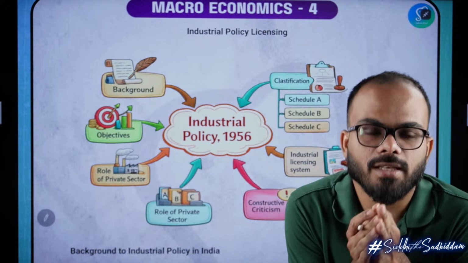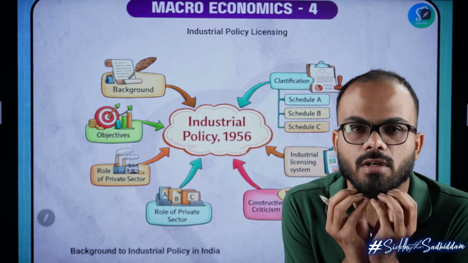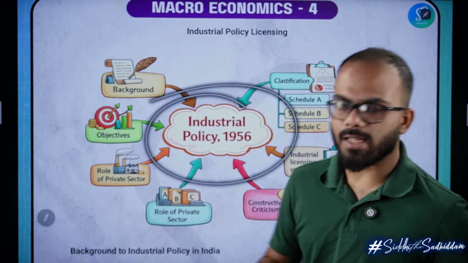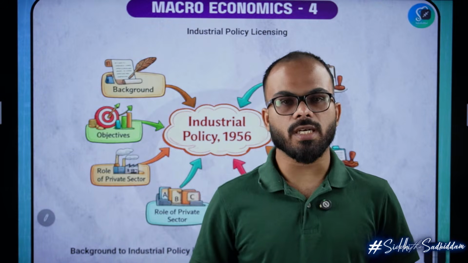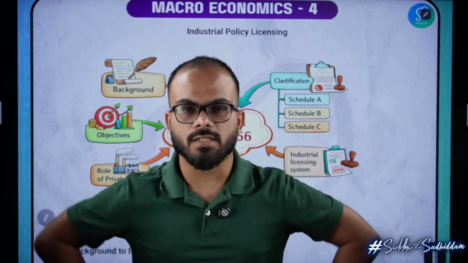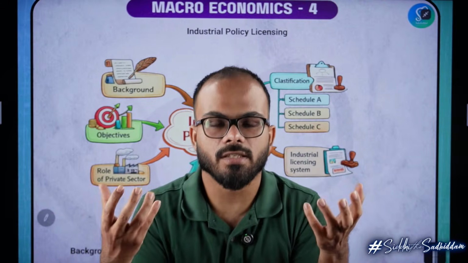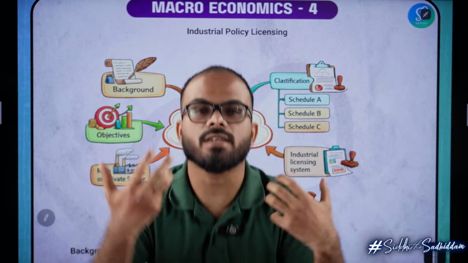Right. So in today's class, we will talk about industrial policy licensing, and we will also talk about economic reforms. This industrial policy was introduced in 1956. So by 1956, the Indian government understood and realized that we want to promote heavy industries, because in the first 5-year plan, the whole idea was to promote agriculture. In the second 5-year plan, the idea of the Indian government was that we will promote industries.